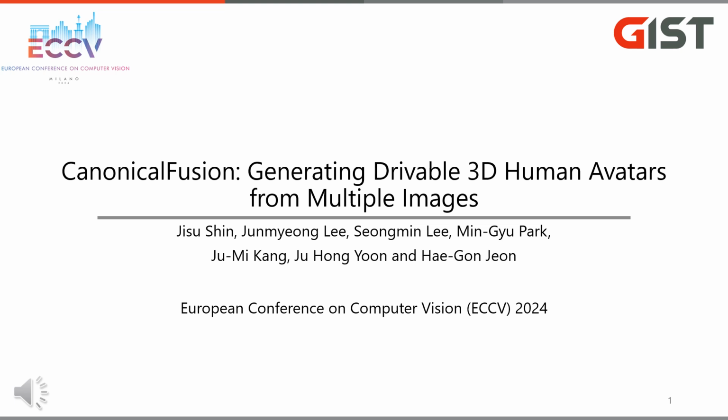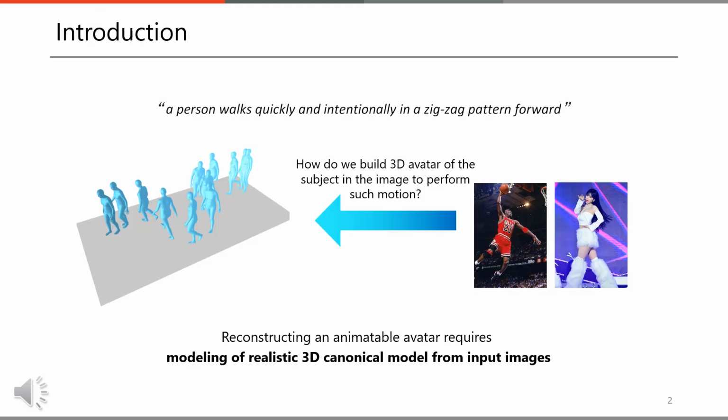Hi. Today I will introduce my new paper, CanonicalFusion, generating drivable 3D human avatars from multiple images. We approach the question of how to accurately reconstruct a person in 3D when given a video or image of them, and how to make them move as I desire, like walk in a zigzag pattern forward.